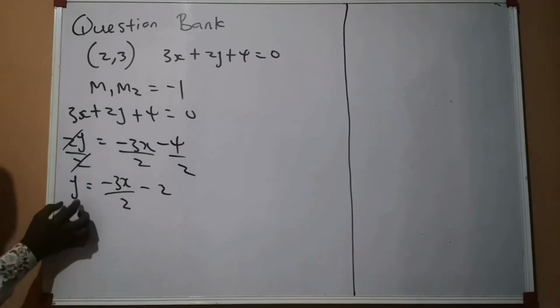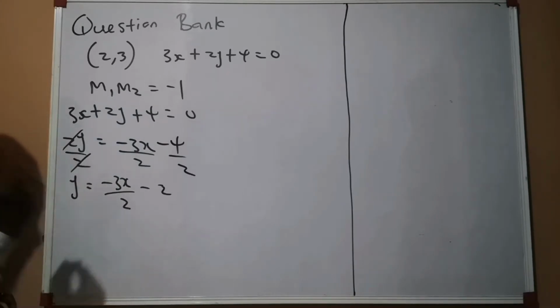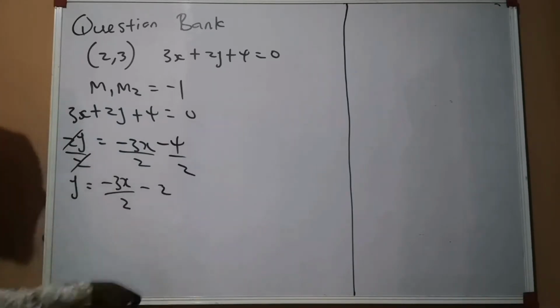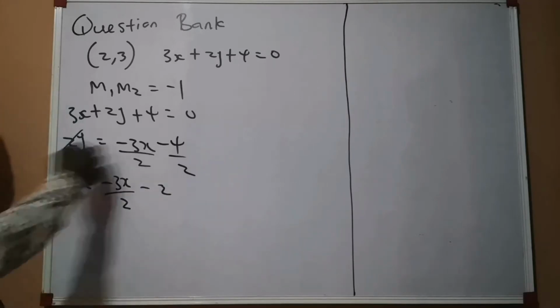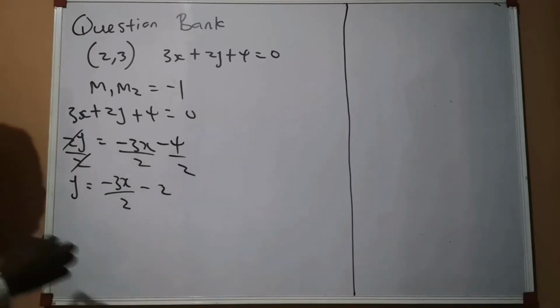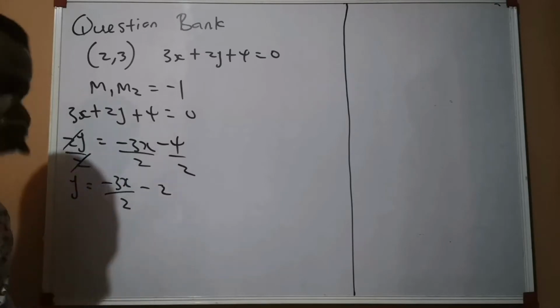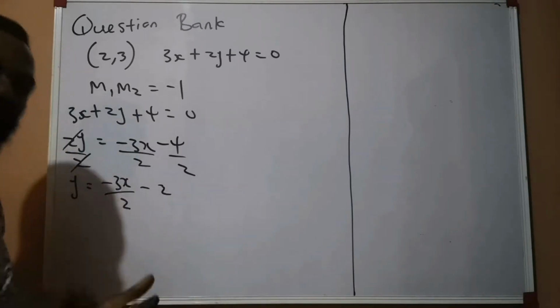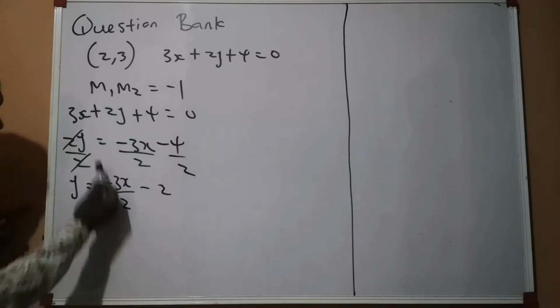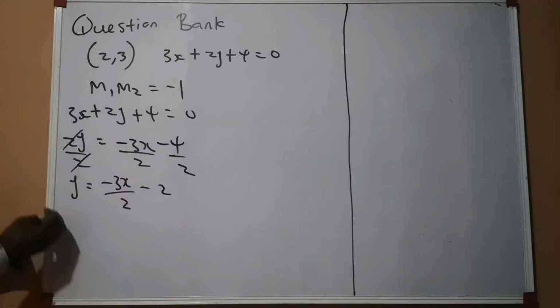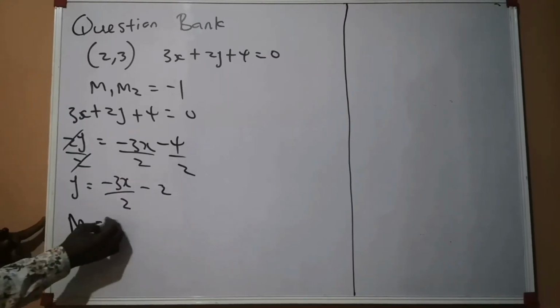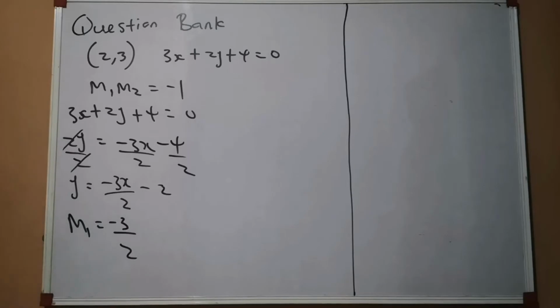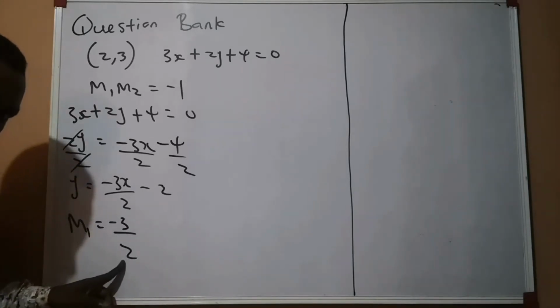Now that we have made y the subject of the formula, the slope or the gradient of this equation becomes the coefficient of x, the number that x carries. Now, what does x carry here? Minus 3 over 2. So it means m1 becomes minus 3 over 2. Okay, minus 3 over 2.